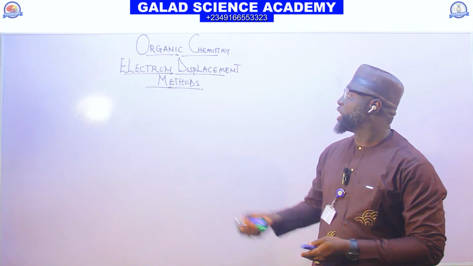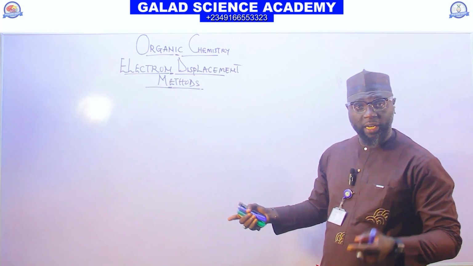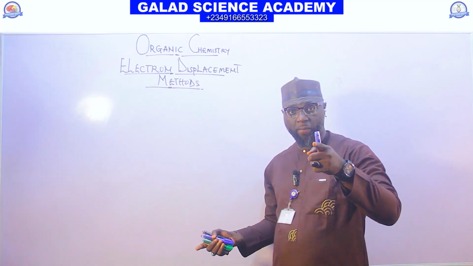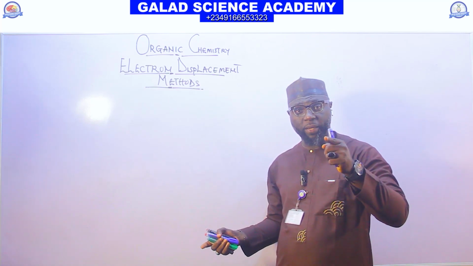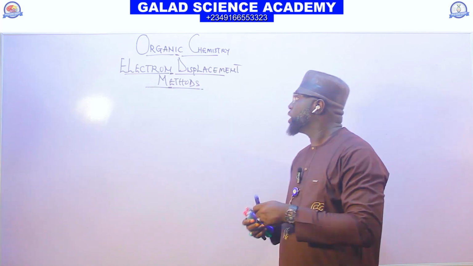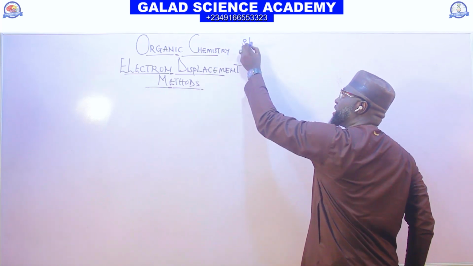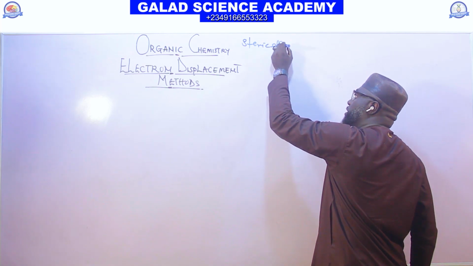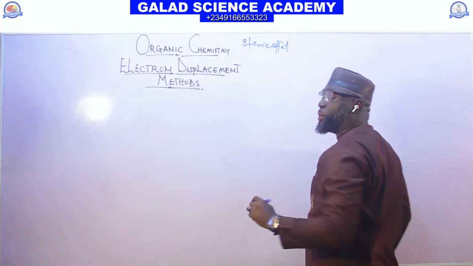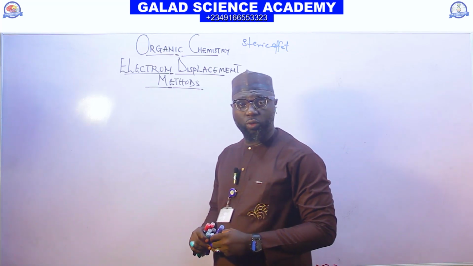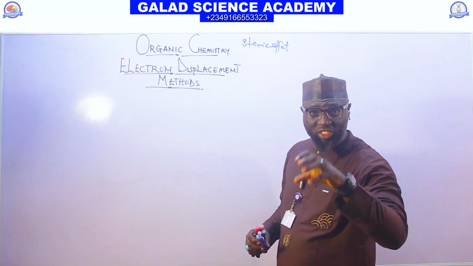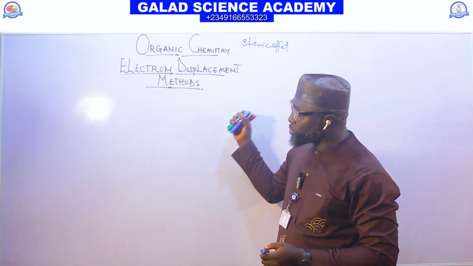The last aspect of the electron displacement method that I would like to treat now is the hyperconjugation system. Sorry, it's not the last aspect. I would like to add what we call the steric effect. We deal with the bulkiness of the alkyl group to the central reaction carbon atom. I would like to explain it.